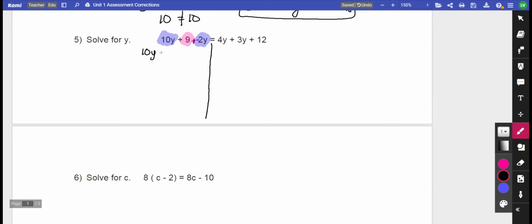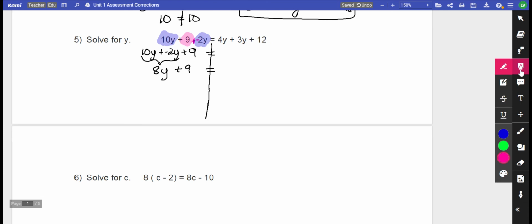Well, the 9 I can't combine with anything, but I can combine the 10y and the negative 2y. So with that, I would like to go in and rewrite the order so I have my like terms right next to each other. 10y plus negative 2y simplifies down to 8y. Then I bring down my plus 9. I cannot simplify the left side anymore. That's as simplified as it can be. So now I'm going to focus on the right side.